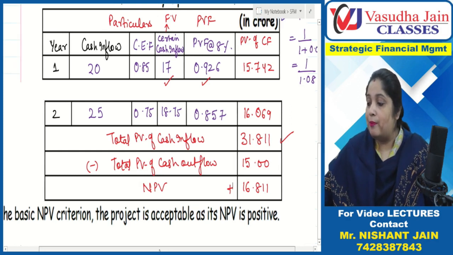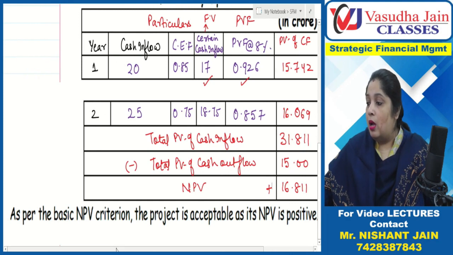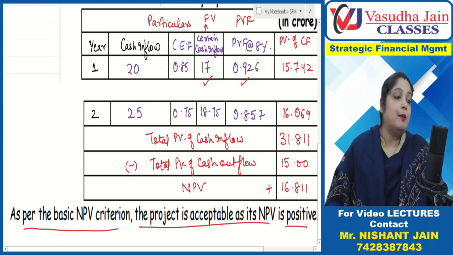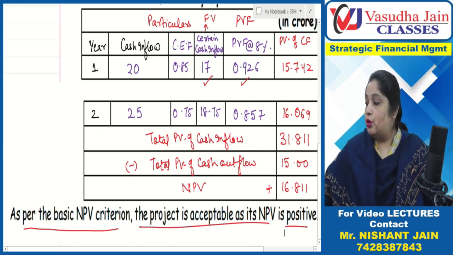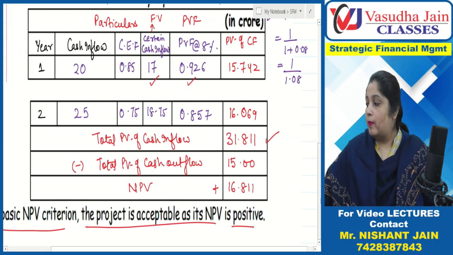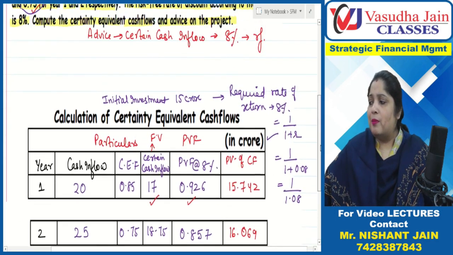So this was a very simple and basic question given in your module. Please observe, as per the basic NPV criteria, the project is acceptable as NPV is positive. Okay. So this is your solution. Please write it down. Such a simple basic question.